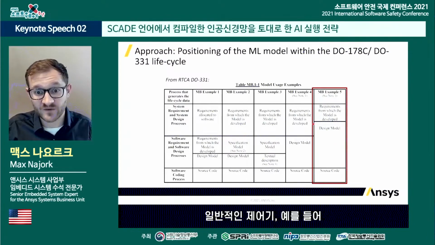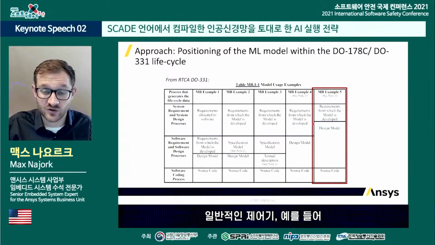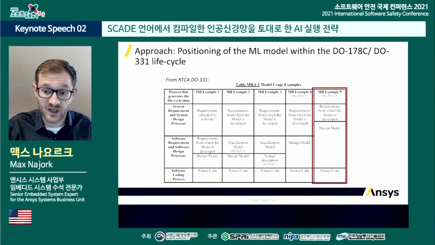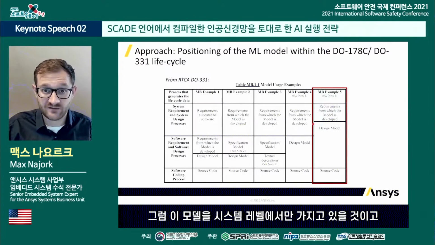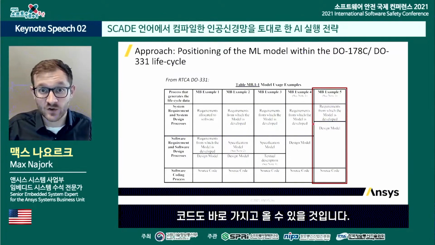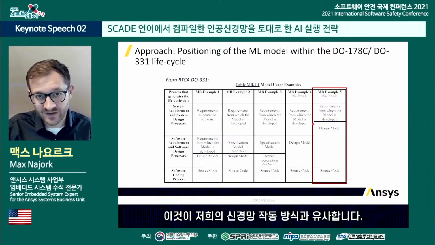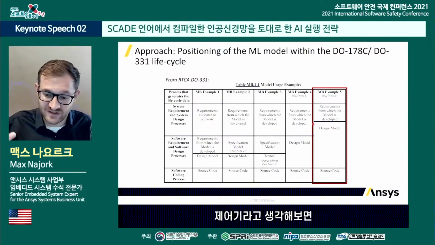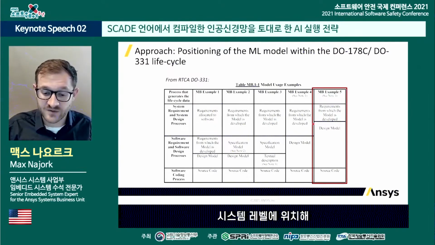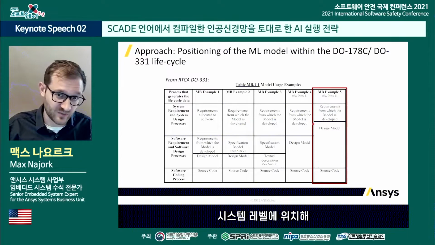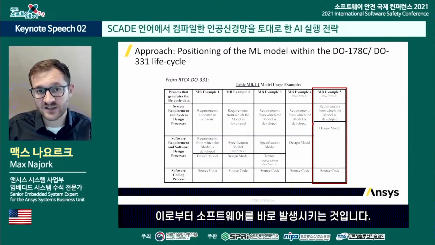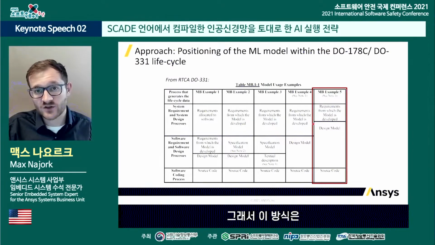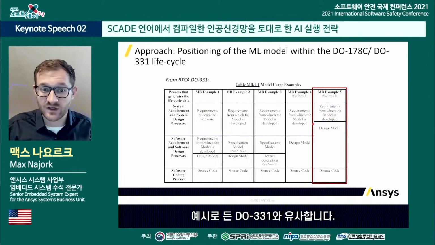And that's kind of similar to our case. If we think about regular controls like PID controls, we would typically have a model for this already on the system level, and we can directly obtain code from it. This is similar to how it behaves with the neural network. If we think about it as a controller, it's positioned on the system level, capturing the precise controller, and we can directly generate the software from it. So that's actually quite in line with the DO331 examples.